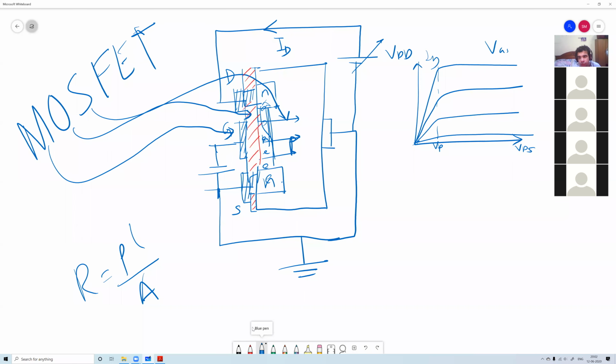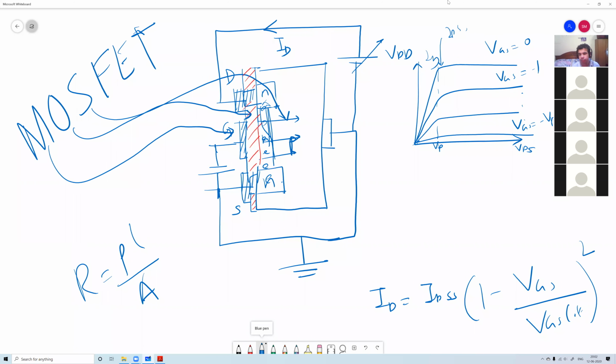This is for VGS equal to 0. This is for VGS equal to -1. This is VGS equal to minus VP. There the current is 0. And the same Shockley's equation applies: ID equal to IDSS, this is my IDSS, times 1 minus VGS by VGS off, whole square. And VGS off is the negative of VP. Okay, so that's it for D-MOSFET.